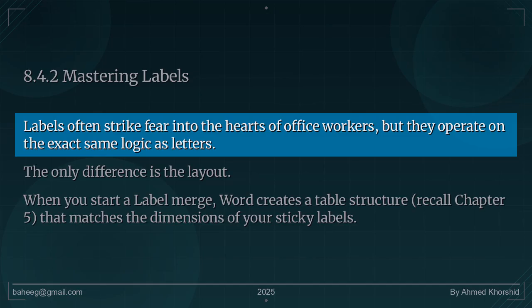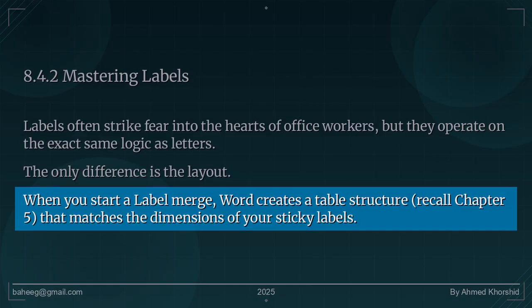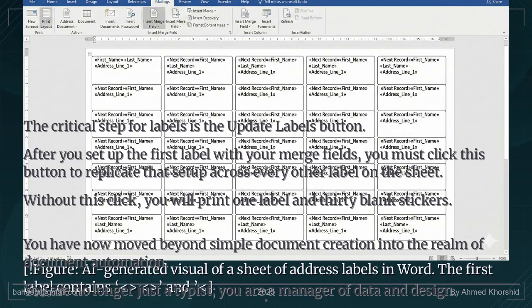Labels often strike fear into the hearts of office workers, but they operate on the exact same logic as letters. The only difference is the layout. When you start a label merge, Word creates a table structure, recall Chapter 5, that matches the dimensions of your sticky labels. Figure, AI-generated visual of a sheet of address labels in Word.